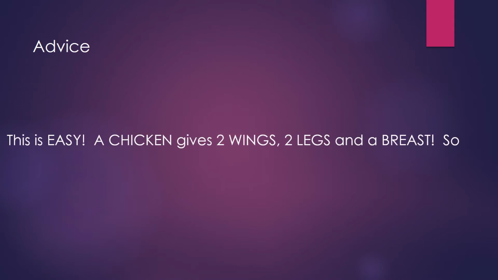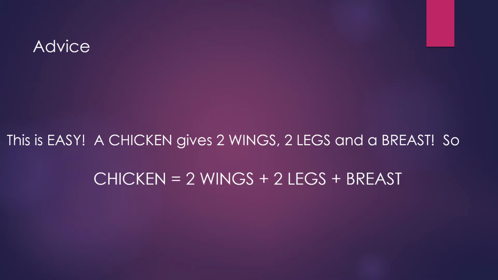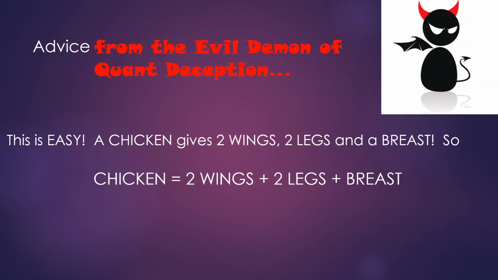It's easy. A chicken gives 2 wings and 2 legs and a breast, so the equation is chicken equals 2 wings plus 2 legs plus a breast, and we're done. Unfortunately, while this advice looks attractive, it actually comes from the evil demon of quant deception. The math that we've just written here is entirely and completely wrong.